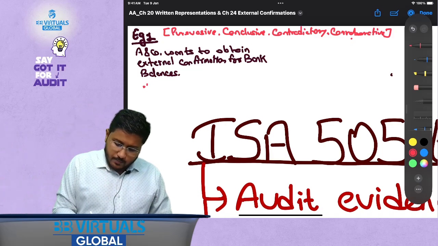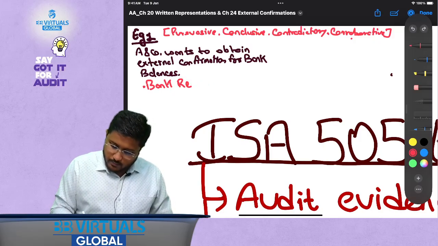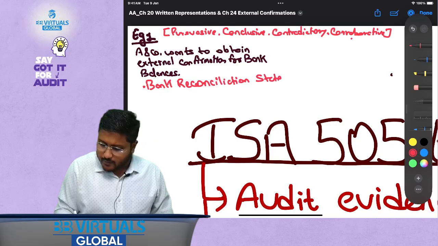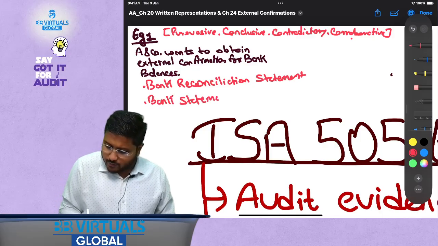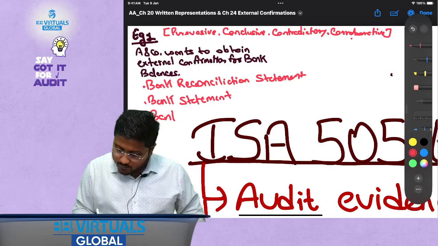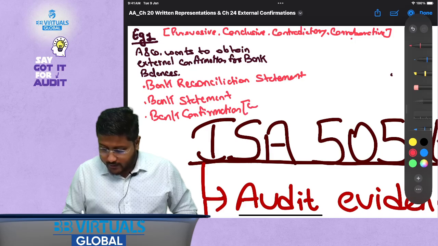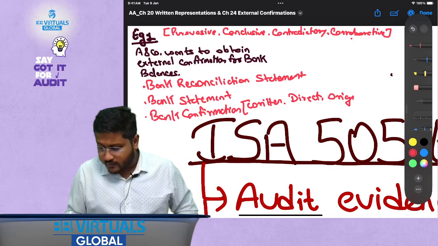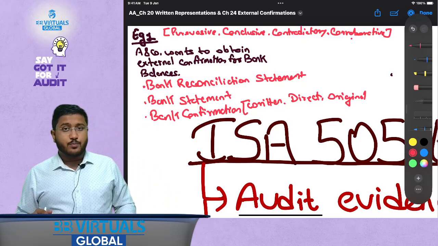For example, in this case, the bank reconciliation statement would give you some comfort, some evidence about it. A bank statement taken from the bank's website would also give you certain confirmation. However, the ultimate corroborative evidence is the bank confirmation letter, because it is written, it is direct, it is originally received, that is, the original document is sent to you.